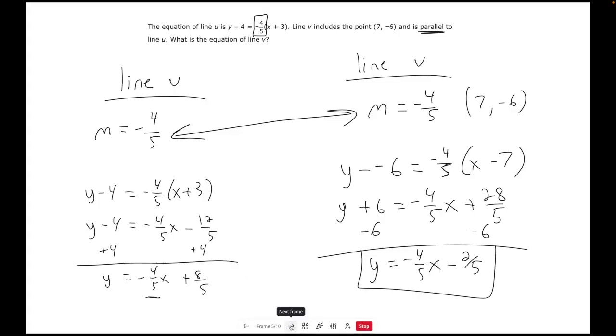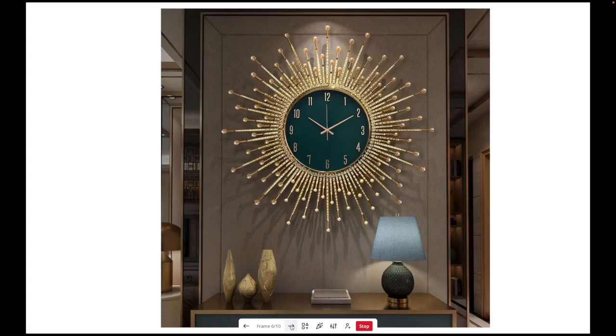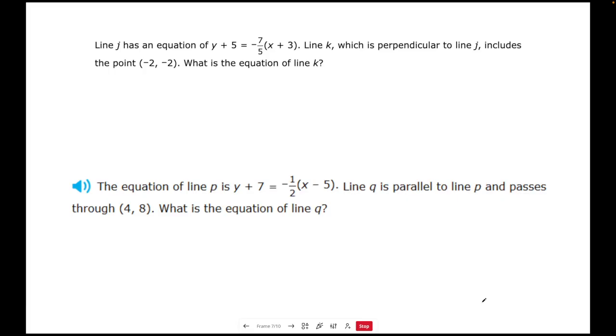All right, it's time for you to practice what you just learned. Go ahead and pause the video and try these two problems on your own. And when you're ready, you can unpause the video and we'll check your answers.